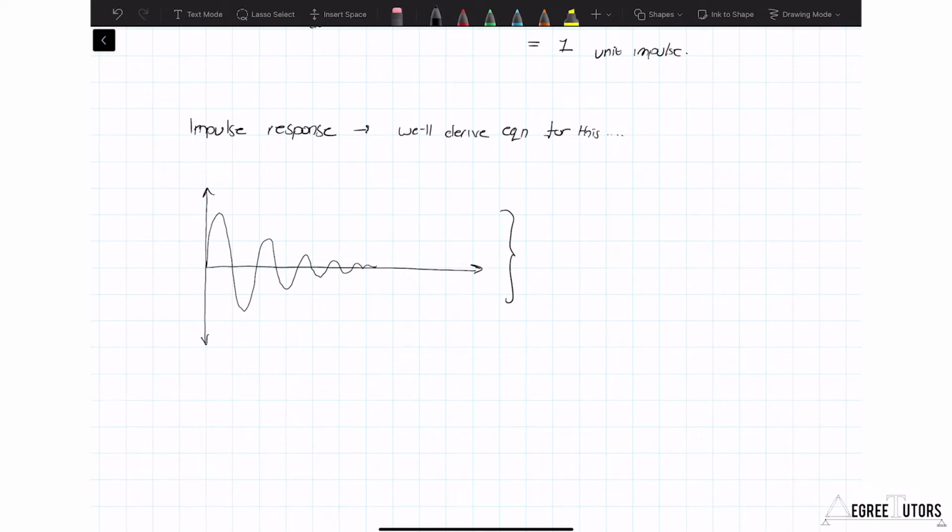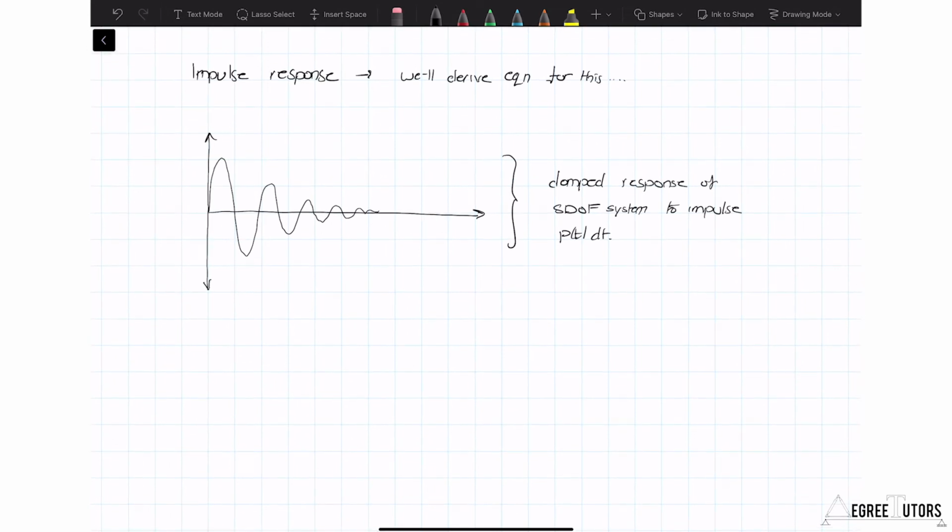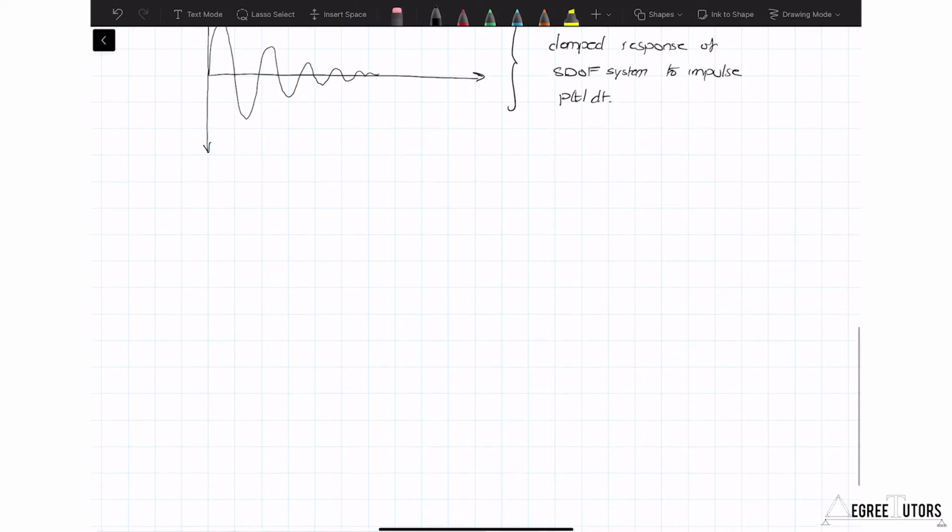Right, now here comes the trick, the trick to this whole Duhamel integral thing. The trick is you consider the applied loading, whatever your applied dynamic loading is to your structure, as a sequence of impulses, right? So we'll break this down bit by bit.